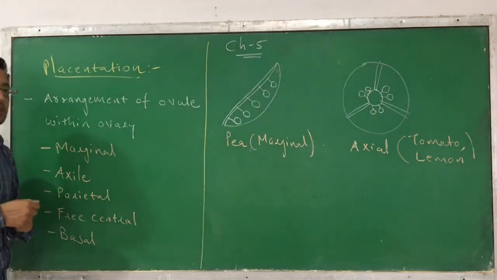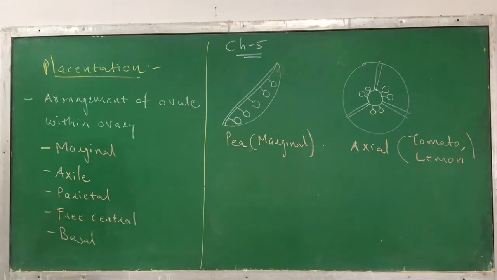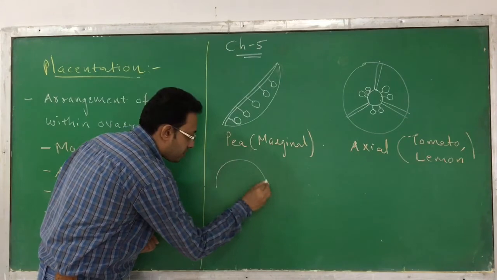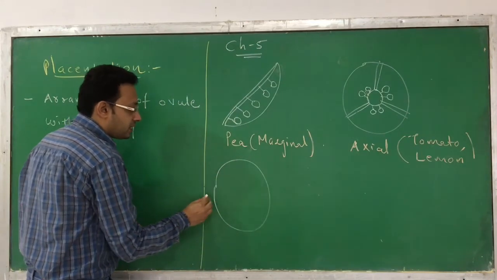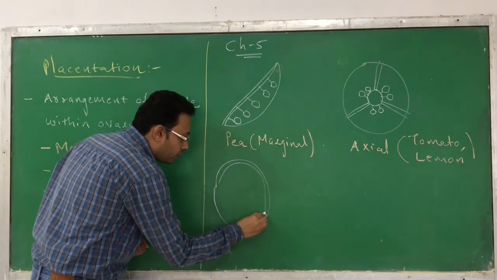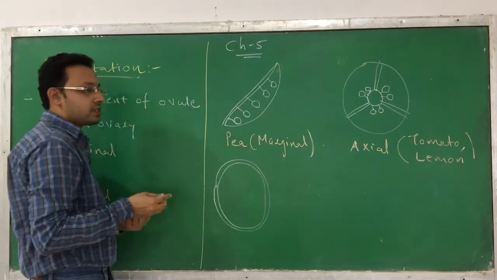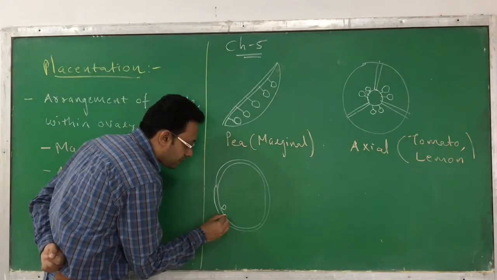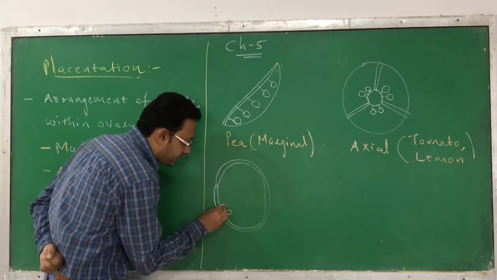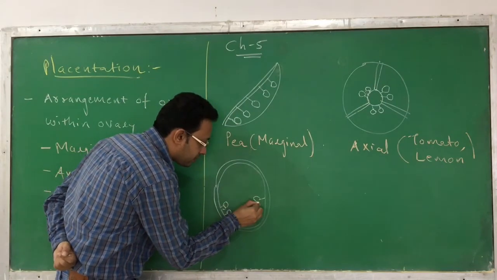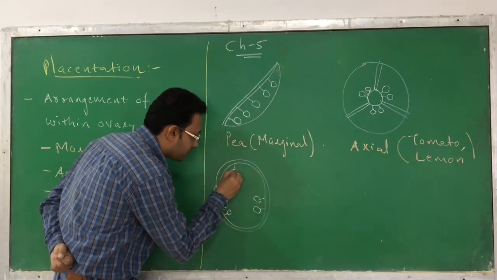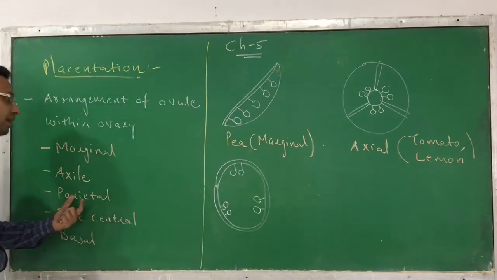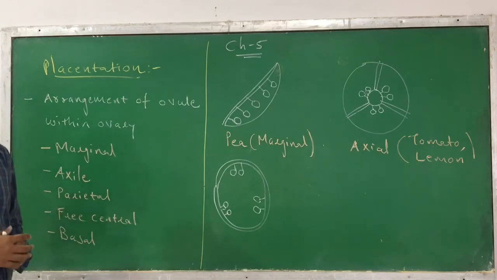A third kind of placentation is called parietal placentation. So what is parietal placentation? In parietal placentation, suppose this is the ovary. Here the ovules are present on the periphery of the ovary, like this. As they are present on the periphery, we are calling it parietal placentation.